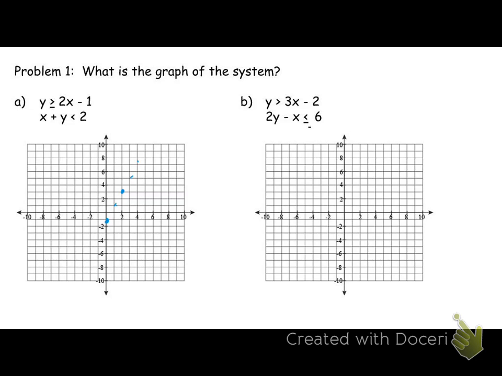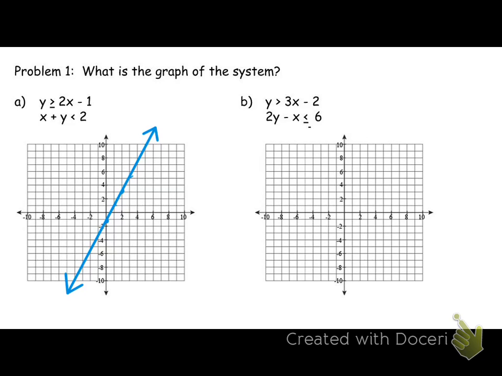My final question: should I make this a solid or a dashed line? Solid. Correct. Because it has the equal to line underneath the inequality symbol, we make a solid line, which means every point on the line counts. Now, before we start shading it to mess it all up, we have to put a second inequality on here. So don't shade anything yet.